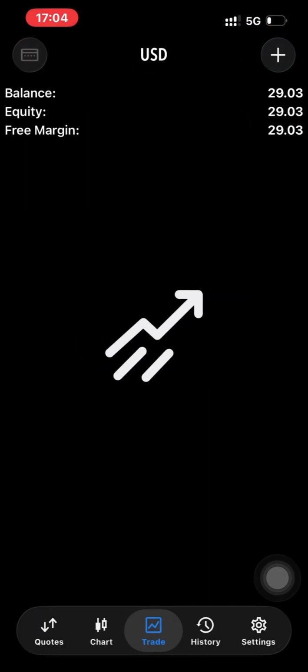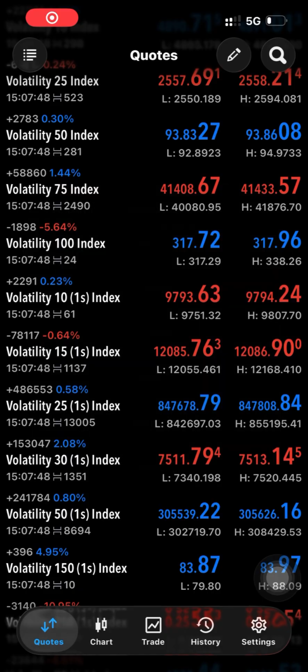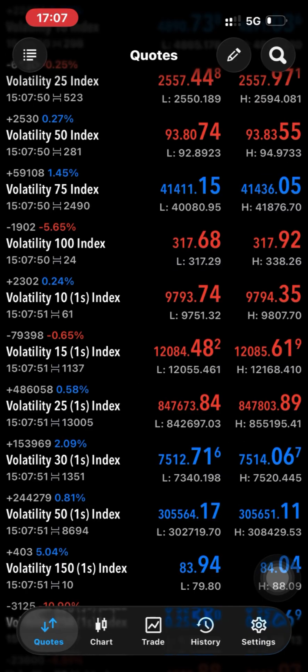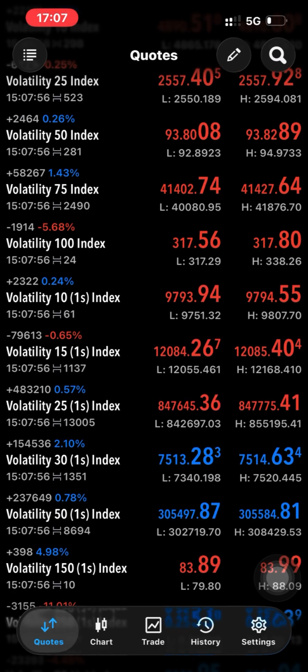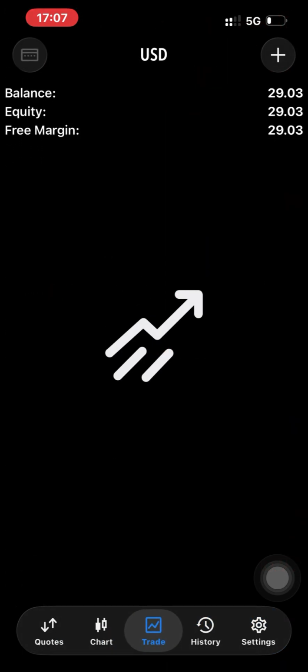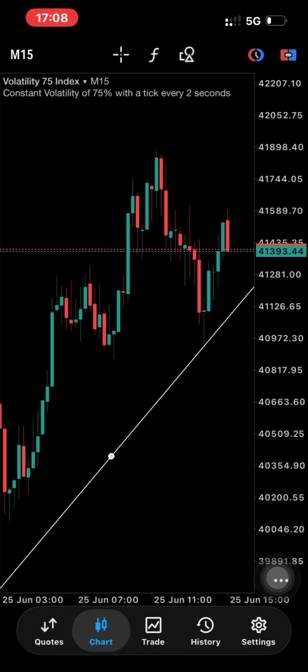Let's just give another instrument a chance, because I've never really traded booms and crashes. I'm not sure if that is how they move or what, but let's just see what other instrument we can trade from here. So the minimum volume for VIX 75 is 0.01. So I've closed the trades. We're now at $29.03. So let's just visit Volatility 75, and I've spotted something nice there that we can capitalize on.